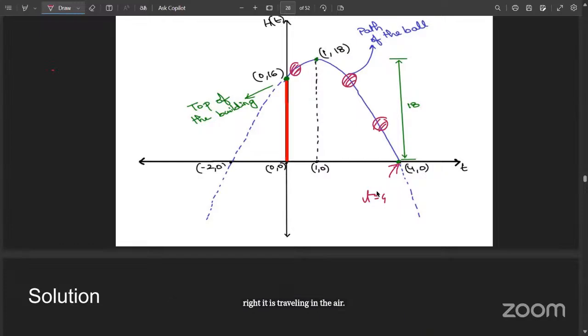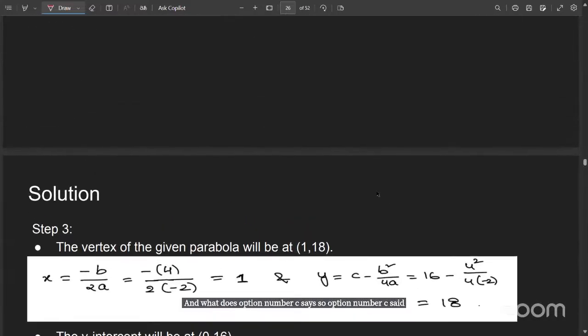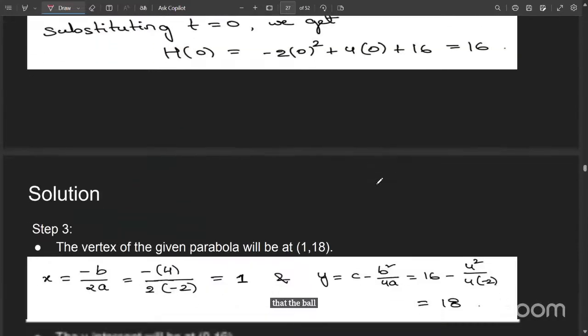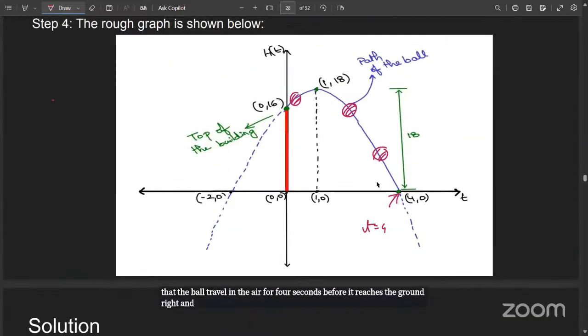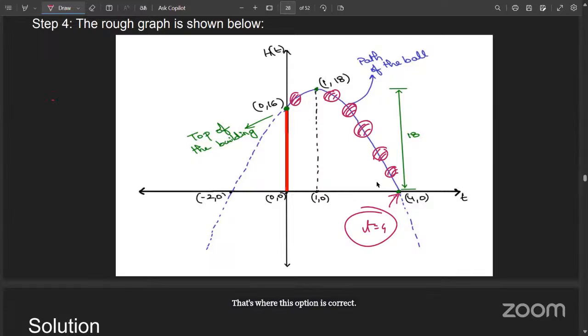And what does option number C say? It says the ball travels in the air for 4 seconds before it reaches the ground, right? And this is the same thing happening. Before t is equal to 4, our ball is traveling in the air. That's why this option is correct. Is that fine?